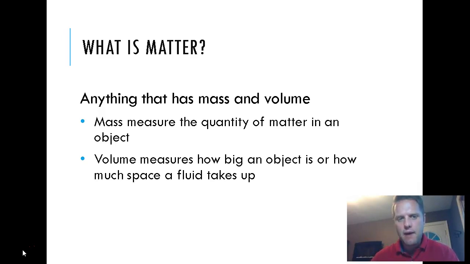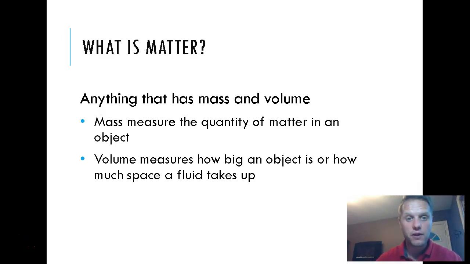Now, if matter is anything that has mass and volume, mass is the quantity of matter, and volume is the measure of how big an object is or how much space a fluid would take up in it. So it's really like the volume of it, the size of it, the space that it takes up.